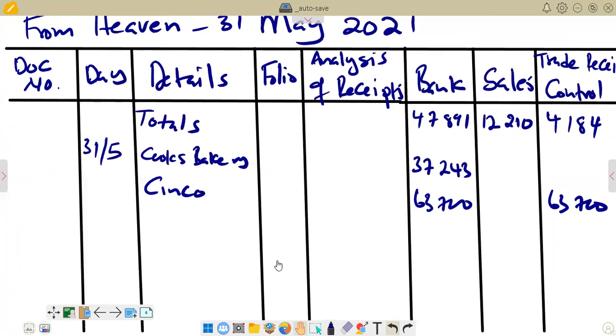So this is our cash receipts journal. On our cash receipts journal, for the details part, we are going to write Cook's Bakery. And the amount that we have is 37,243.